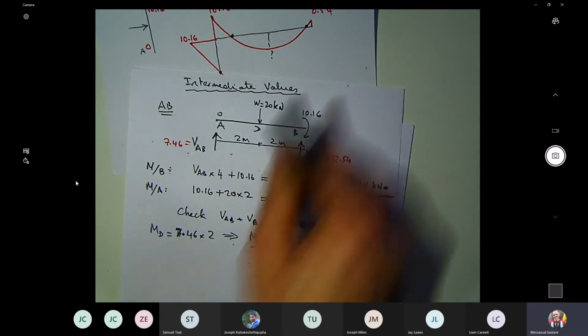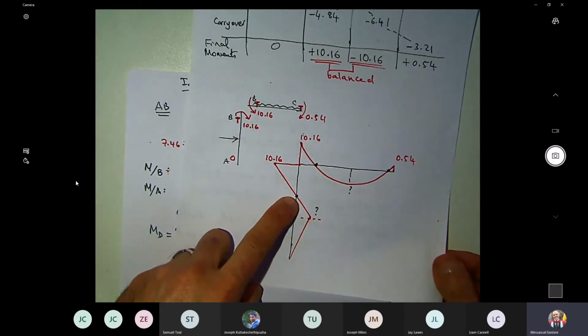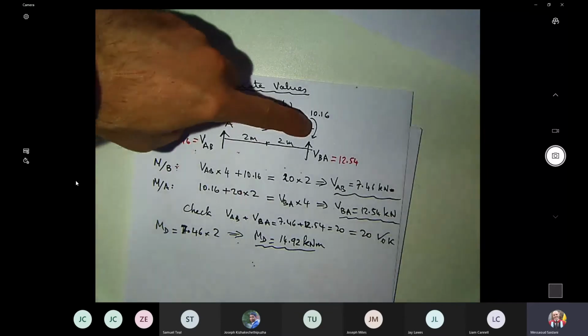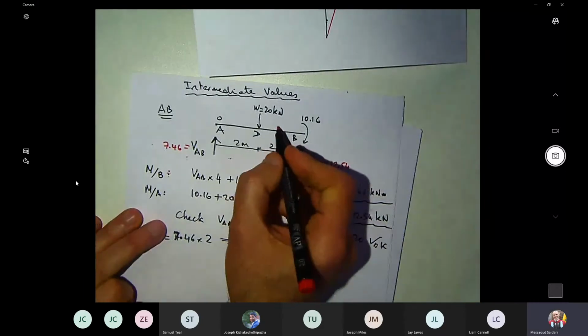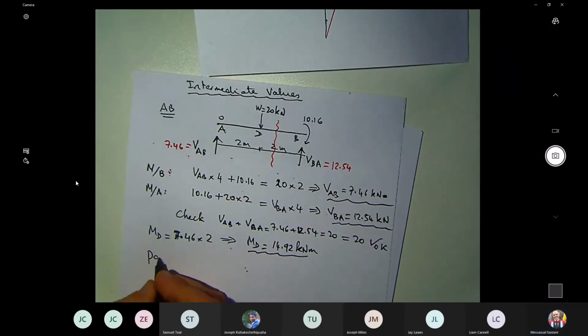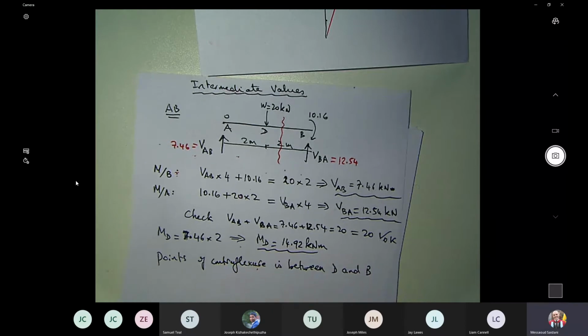We said that we have got a point of contraflexion here. So what is the point of contraflexion? The point of contraflexion is between these 2 points. Do you agree? So it's between D and B. So what I'm going to do is take a cut between these 2 points here. The point of contraflexion is between D and B.